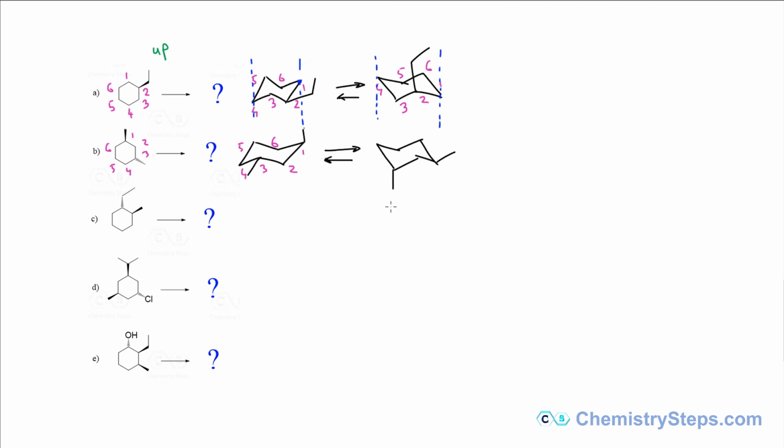So pay attention on the ring flip, every axial is switching to equatorial and every equatorial is switching to axial. Right, and this will be the numbers, so carbon number 1, 5 and 6.